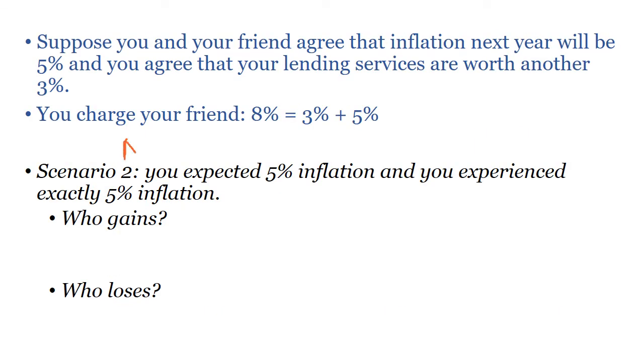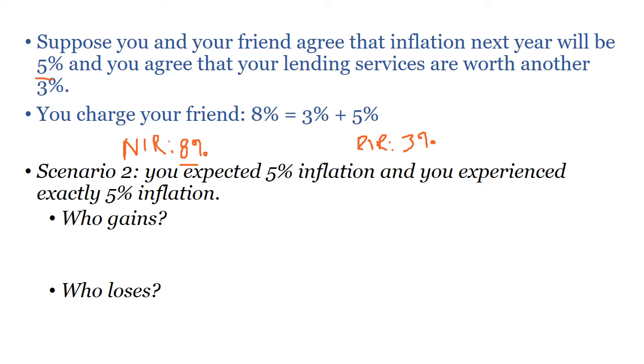So same terms for the loan as before. Our nominal interest rate is 8% because that's what we agreed upon. And our real interest rate, what did we think it was going to be at the beginning? We thought it would be nominal minus inflation equals real. So we expected the real interest rate to be 3%. So we expected 5% inflation, we experienced 5% inflation.